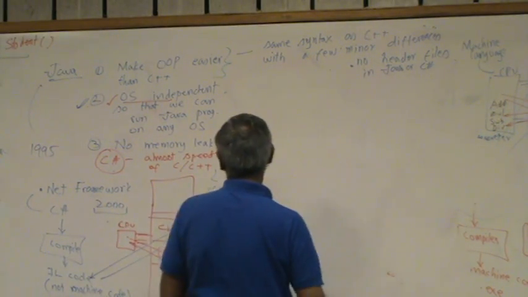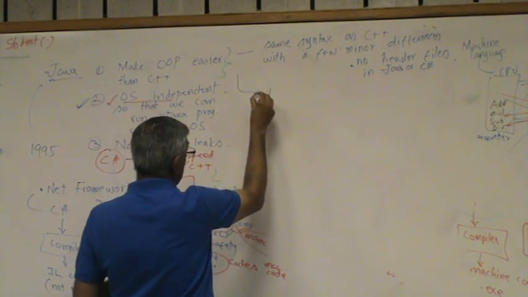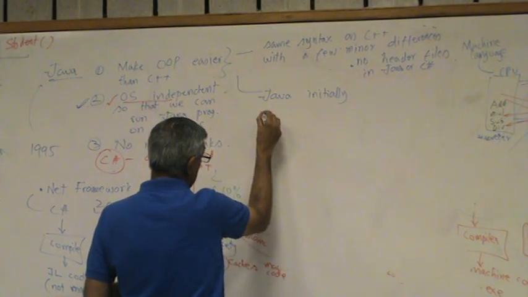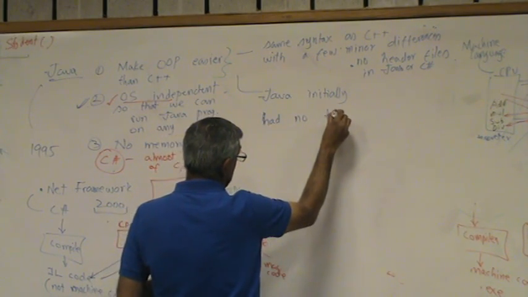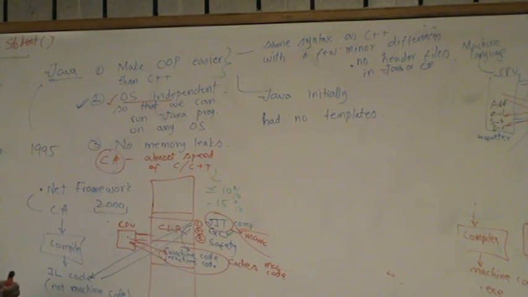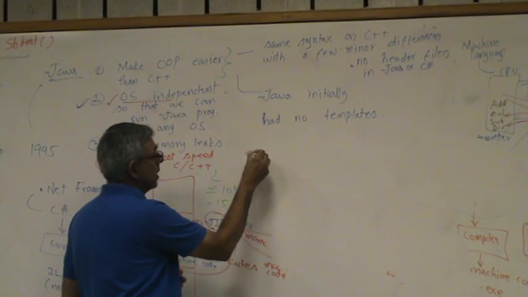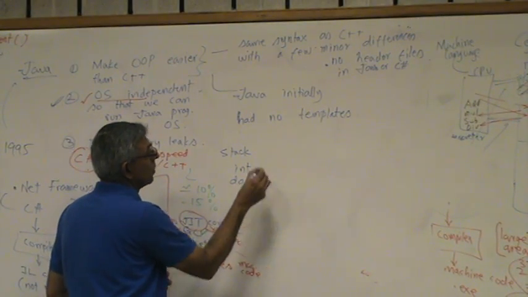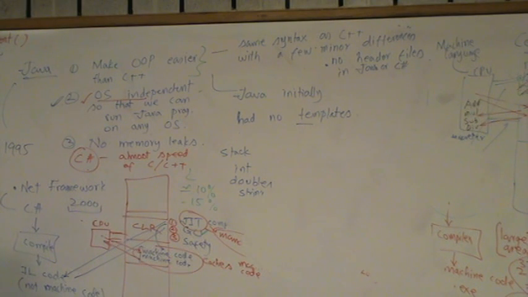What are the other differences when Java was created? Java initially had no templates. Again, those of you who know C++, there's a concept called templates where we can write code so that it can operate on different data types in a much easier way. For example, if you wanted to create a stack class, you can create a stack of integers, doubles, strings, and so on, right? So just by creating one template class, you can easily switch the data type. When Java was created, they thought templates are a little bit complicated, so let's eliminate those.